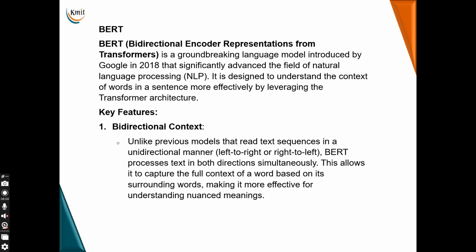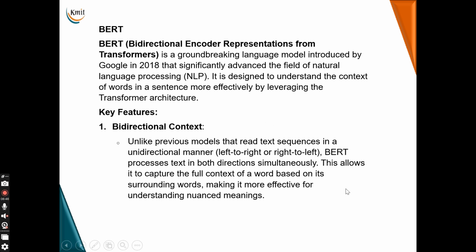Let us talk about one of the pre-trained models, BERT. It's bidirectional encoder representations from transformers. This language model was introduced by Google in 2018, which is giving a huge leap in the field of natural language processing. It is designed in order to understand the context of words in a sentence by leveraging the transformer architecture.